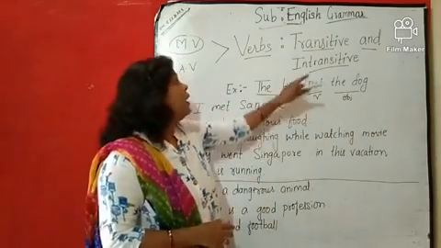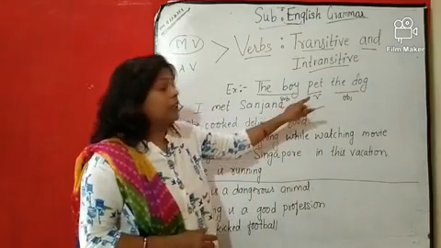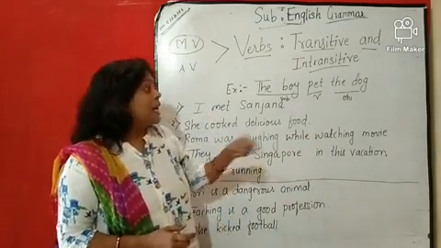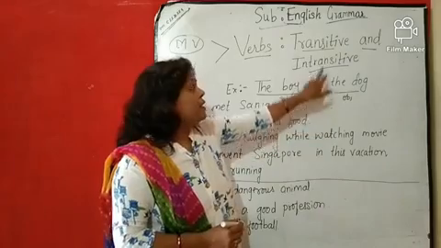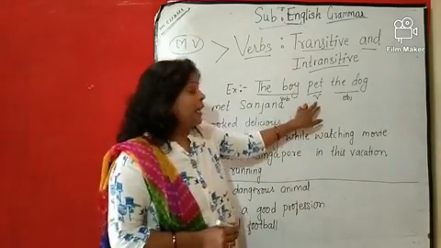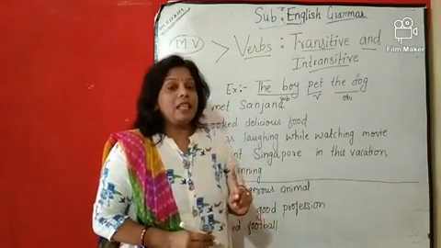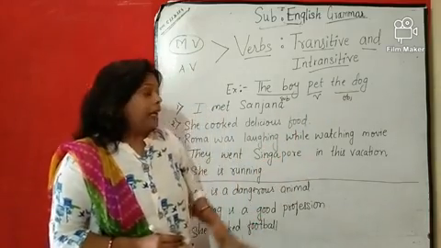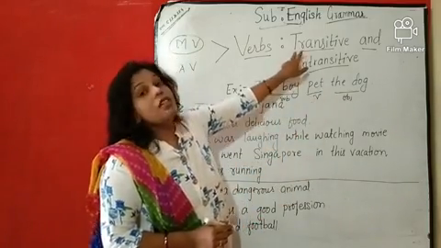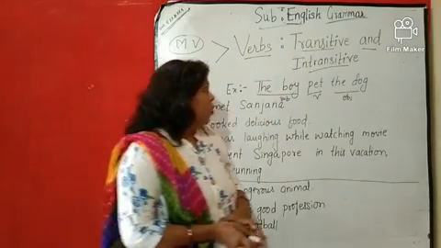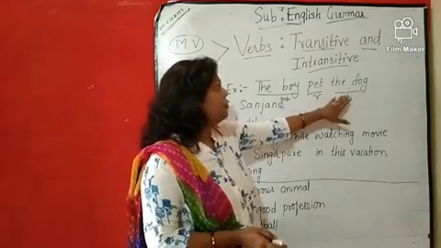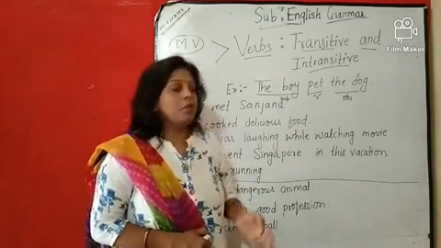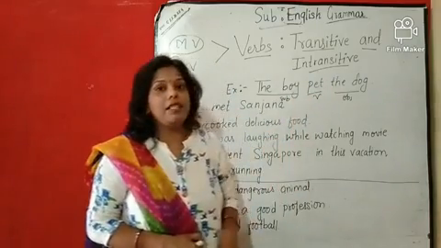If the object is required for the completion of the sentence, at that time the verbs are called transitive verbs. To get the complete meaning of a sentence, what do we need? Object. Object is compulsory. At that time the verb in that sentence is called a transitive verb. And if the object is not required, then that verb is called an intransitive verb.